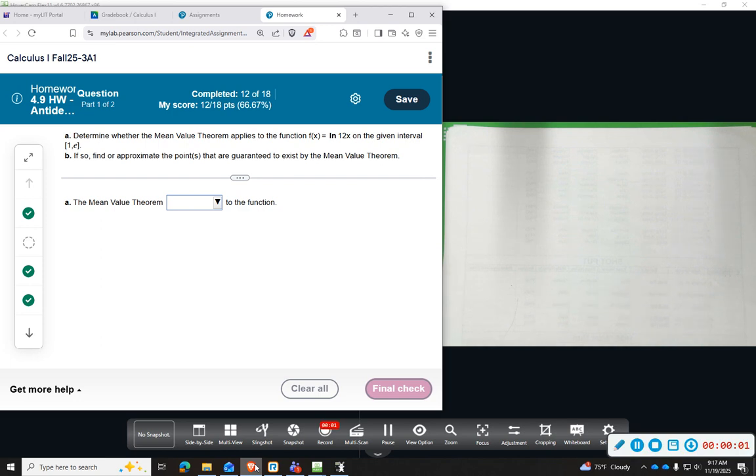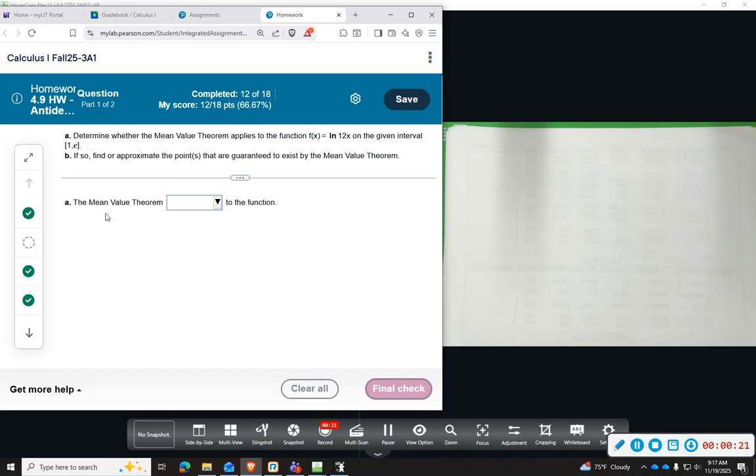All right, question number 17. We want to determine whether the mean value theorem applies to the function ln 12x on the given interval, 1 to e, and then if so, find the approximate points that guarantee the mean value existence.